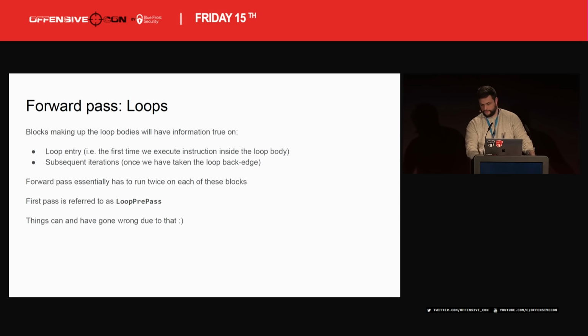Because if you think of a loop in terms of how it is represented in a control flow graph, the first time you run into a loop, you come from one code path, where you have certain information that is true, and then all subsequent iterations will have that information as well as the information that's true from the loop back edge, because you will have run the loop body once, and the loop body might change some information that you thought was true coming into the loop. So you basically have to run through each block twice. Internally in Chakra, it's referred to as the loop pre-pass, and things have gone wrong due to that.